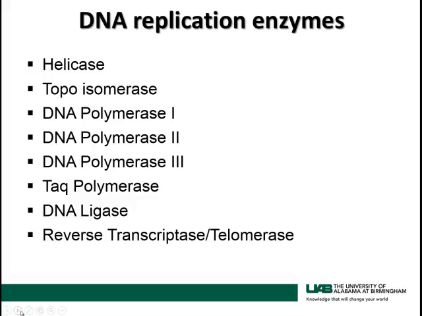Taq polymerase is a DNA polymerase that can act at its optimum temperature of 72 degrees centigrade, and that's why it's very important in DNA amplification. And of course, telomerase, which is a reverse transcriptase, is the enzyme that copies the 3' end of the chromatid or the chromosome to make sure that it doesn't get shortened with each mitotic cell division.